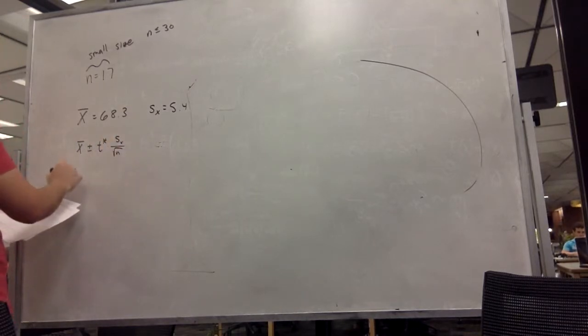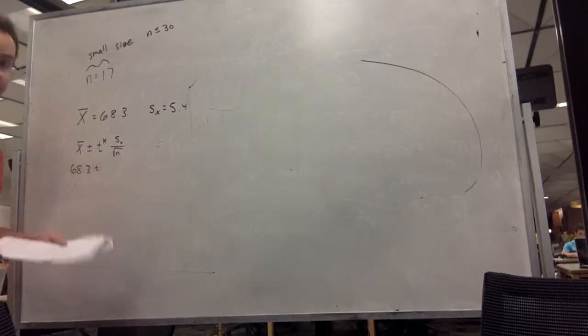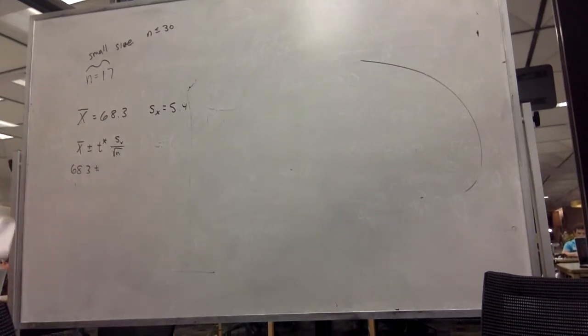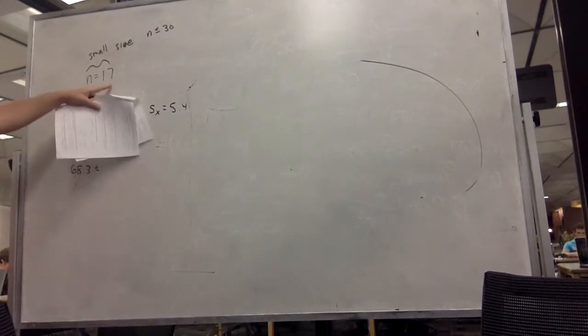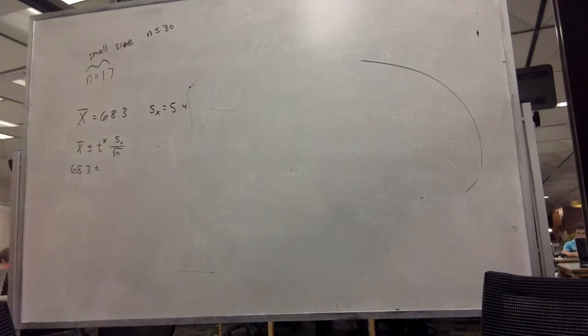By the way, I want to reference something about a calculator. 68.3 plus or minus t star. What that corresponds to, this is where you need a t table. How many degrees of freedom do we have? The sample size is 17, so degrees of freedom is 16. We go to our t table, 16, and we want a 95% confidence interval, 0.95.